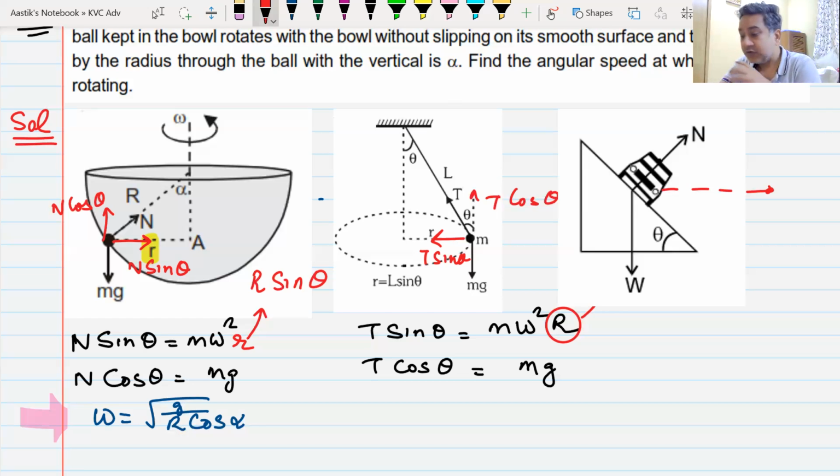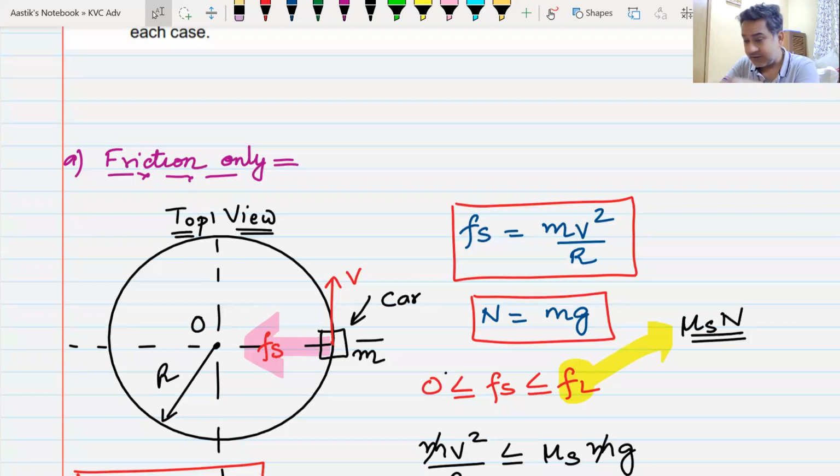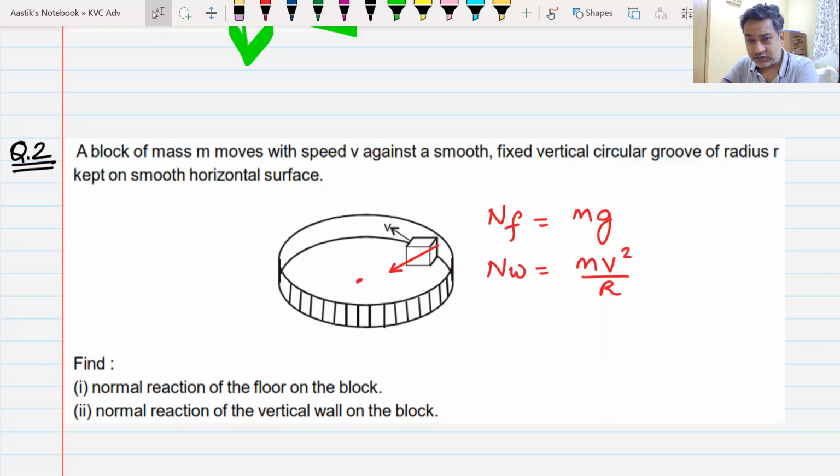Okay. So this is how everything, as I told you, every question that we did was done in a similar way. Wherever there was an angle, the question becomes like this. Wherever there was no angle, the question becomes like this. This was the case where there was no angle. It was moving on a flat road. Here, friction was doing the job. Flat road. Here, tension in the spring was doing the job. Flat road. Here, normal reaction was doing the job. Flat road.